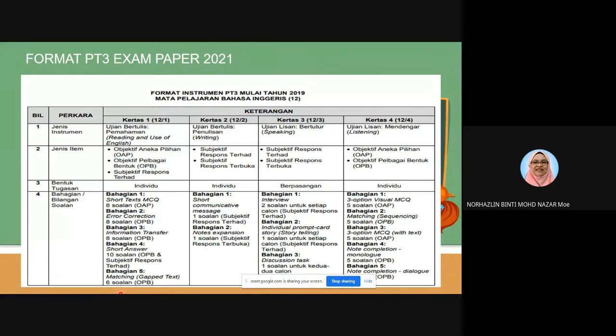Ada 2 calon kan? Ada 2 calon. Calon A akan diberi 1 siri gambar. Calon B akan diberi 1 siri gambar juga. And then calon A akan mula bercerita tentang gambar tu. Calon B kena bersedia untuk jawab gambar yang ada pada calon A. So that is bahagian 2. Allow me to speak 2 languages because you have students from 3A, B, C and D. Okay, next bahagian, because I want semua orang faham tentang format.